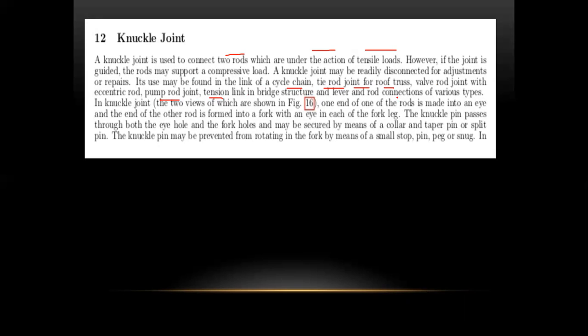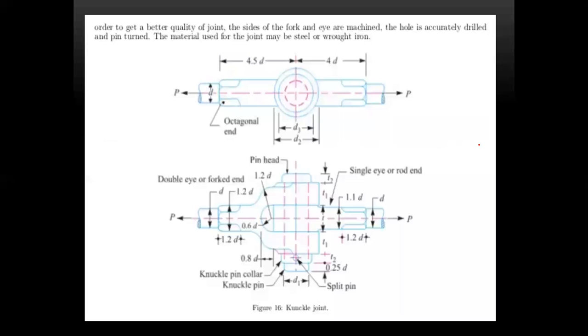In a knuckle joint, from the figure you can see that one end of the rod is formed into an eye, and the end of the other rod is formed into a fork. The knuckle pin passes through the holes of the eye and fork, and a taper pin or split pin holds it. The knuckle pin may be prevented from rotating in the fork by means of small stops, pegs or snug. Now see here, to get a better quality joint, the sides of the fork and the eye are machined and the hole is accurate.